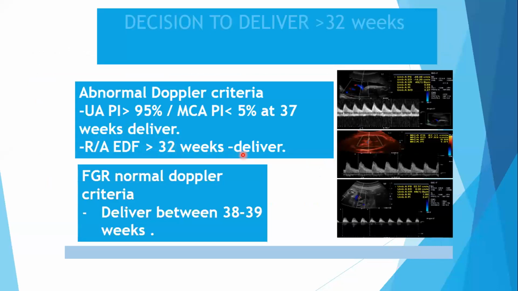After 32 weeks, if we still have fetal growth restriction but the Dopplers have remained normal up until term, then in this case we want to deliver at 38 to 39 weeks of gestation.